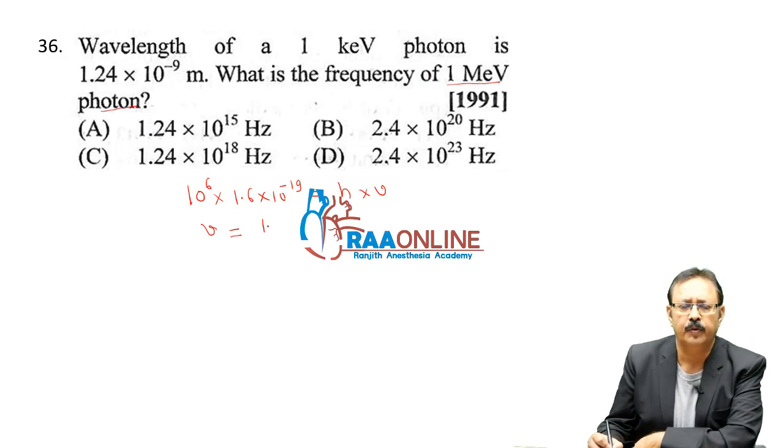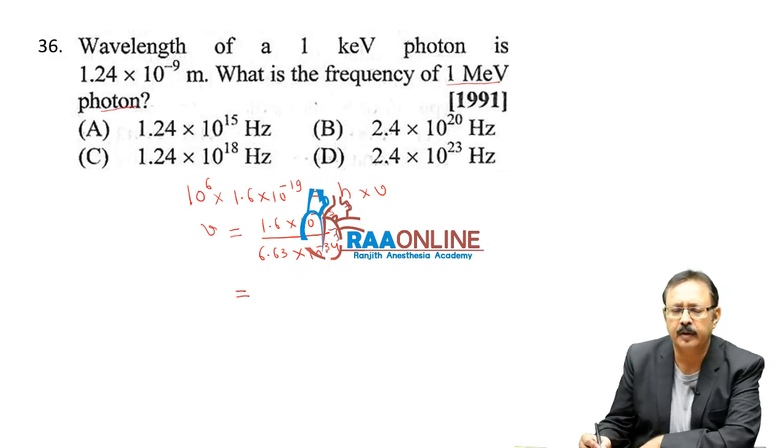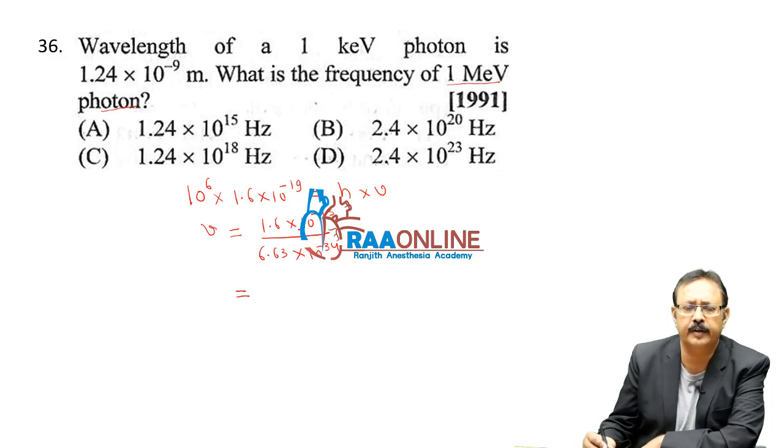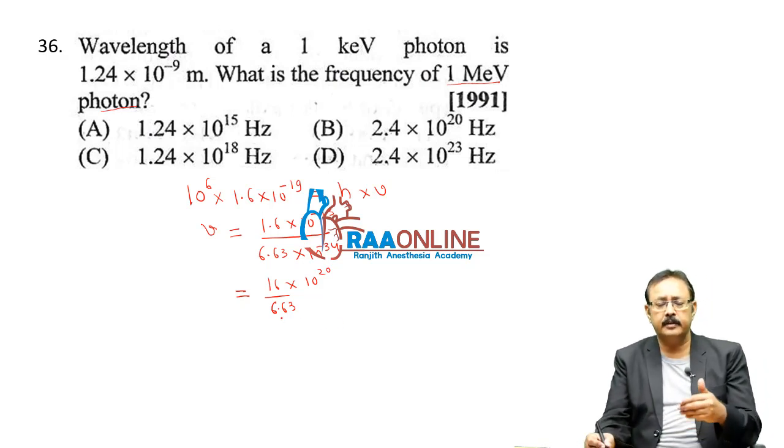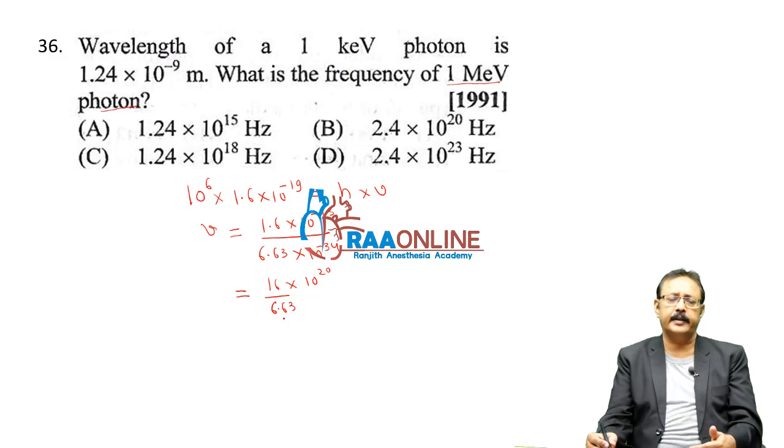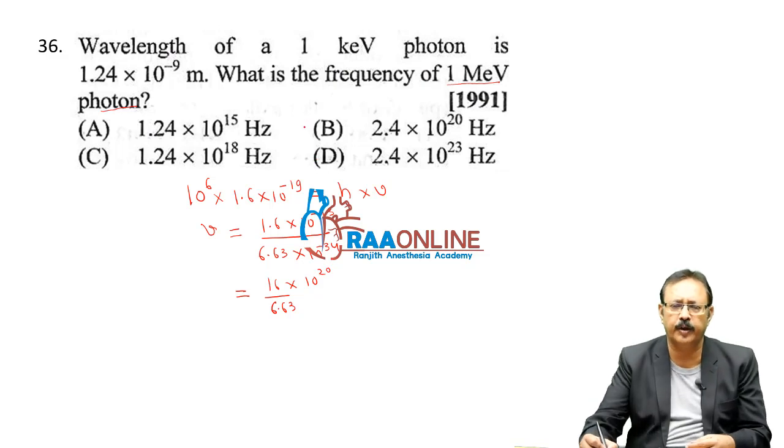Frequency is equal to 1.6 into 10 to the power minus 13 divided by 6.63 into 10 to the power minus 34. Take minus 34 in the numerator, it becomes plus 34. 34 minus 13, it is 21. Take 1 zero with 16, 16 into 10 to the power 20 divided by 6.63, it will cross 2. Means 2 point something into 10 to the power 20. Only one option is there, so we are going with B.